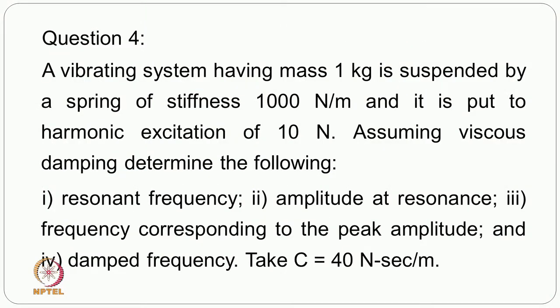A vibrating system having a mass of 1 kg suspended by a spring of stiffness 1000 Newton per meter is put in harmonic excitation of amplitude 10 newtons. Assuming viscous damping, find out the resonance frequency. This is a forced vibration problem. Find the resonance frequency, amplitude resonance, frequency corresponding to peak amplitude and the damped frequency omega d if c is known to you.